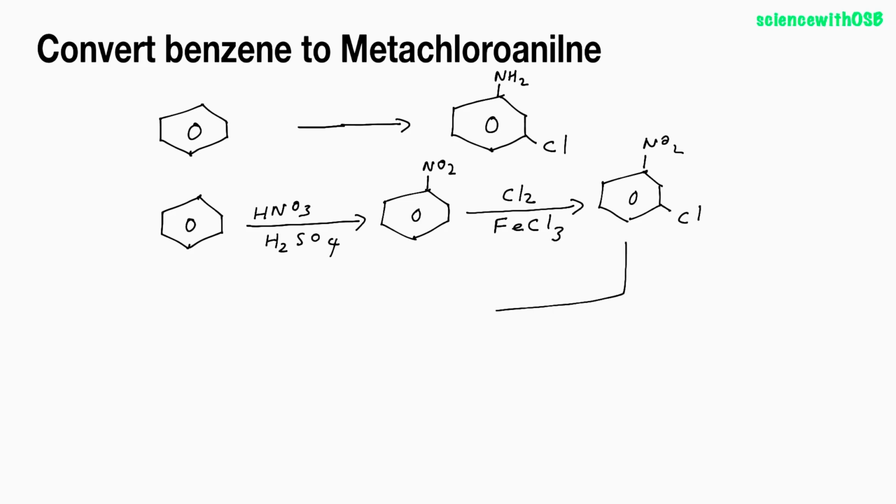Now what we are doing? We are going to reduce the NO2 group by adding tin and HCl. So what you are getting? At the meta position, you have chlorine. So what is the name of the product? It is metachloroaniline. Very easy, right? First we introduce the NO2 group. For what purpose? For directing the chlorine to the meta position. After that, the NO2 group is replaced by what? NH2 group. So that we are getting metachloroaniline.